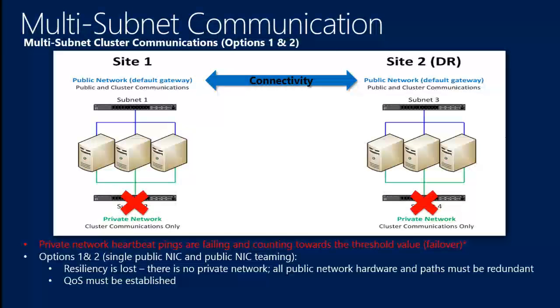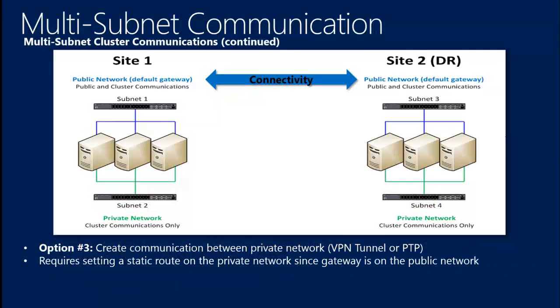So with options 1 and 2, you lose resiliency because you remove the private network, but we solve the problem. Not the best solution. And even if you do that, you still have to ensure quality of service. Remember I said quality of service is one of the 2 pillars of clustering, in that you need to make sure that the cluster communication can always happen over every other traffic. So the third option is, like I said, to create connectivity between the private networks.